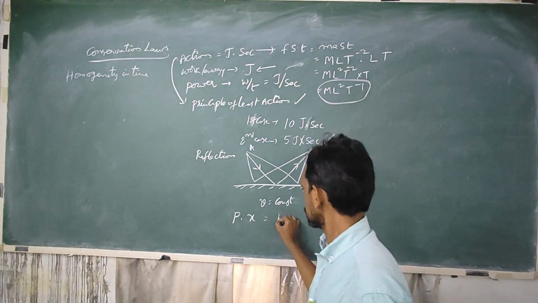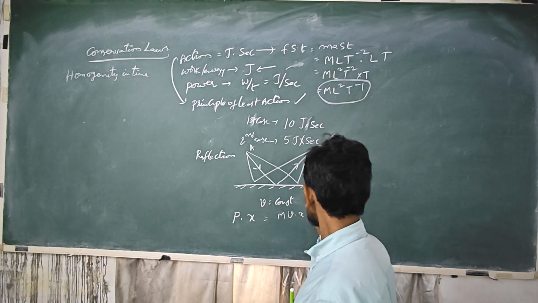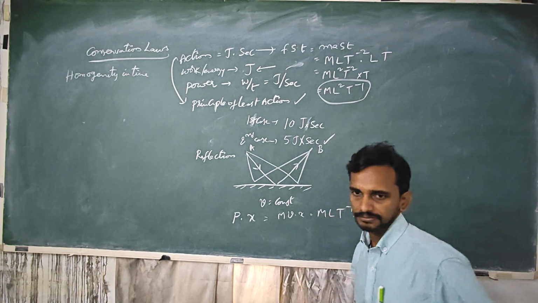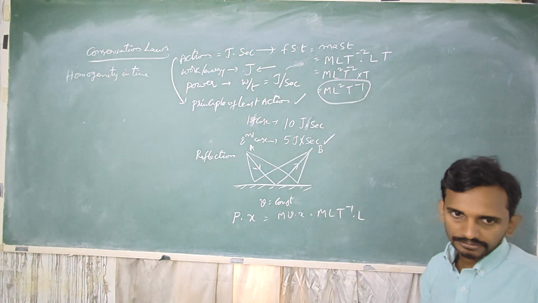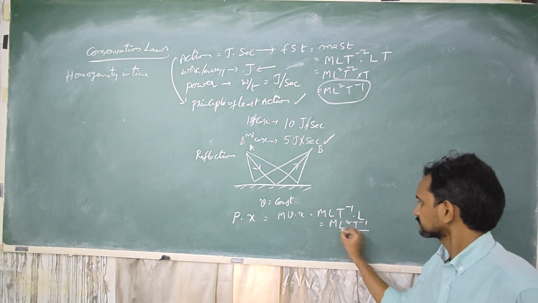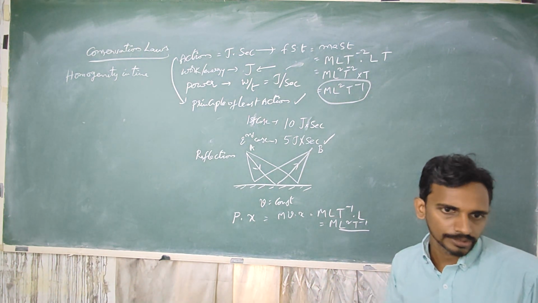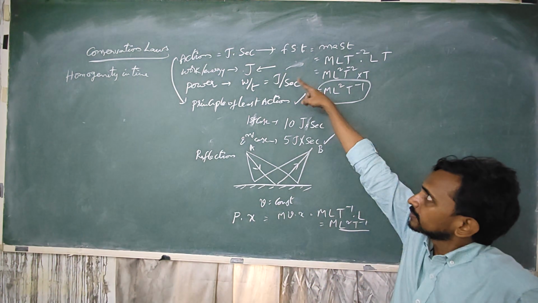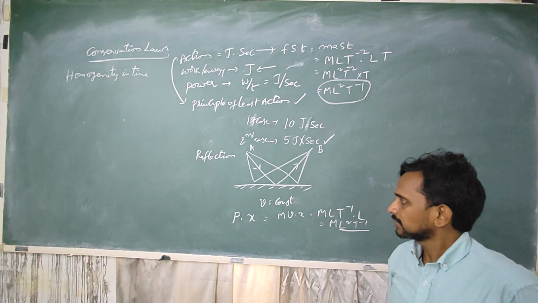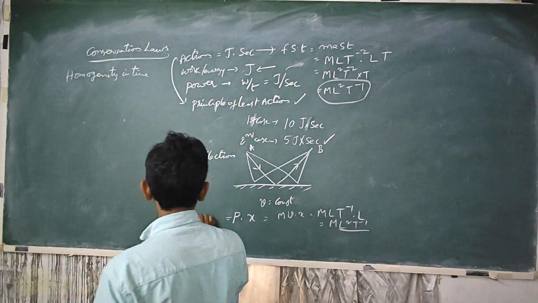Momentum is mass into velocity. So it is M L T power minus 1, multiplied by L. So it is M L square T power minus 1. So if you multiply these two physical quantities, position and momentum, you will get the dimensions of action. So this product can be considered as action.